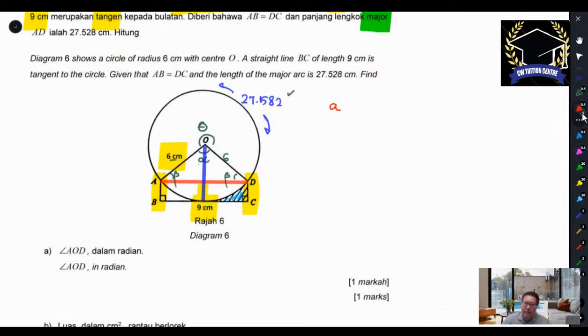Part A. Angle AOD, that means find alpha. So I would need to find the theta first. s equals r theta, the formula I will use. The arc is 27.585. Radius is 6. And I want to find the theta. After that, I will find the alpha. 27.585 divided by 6.